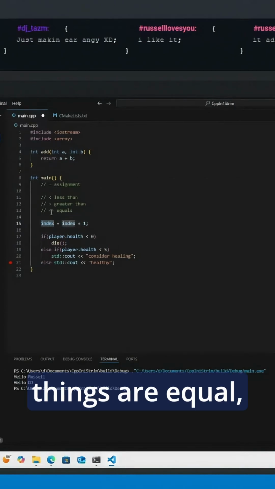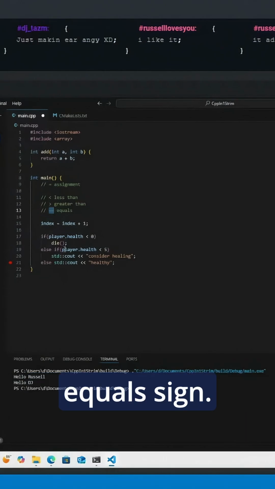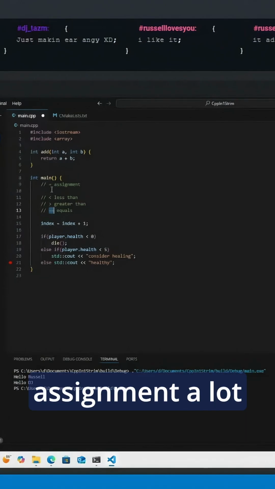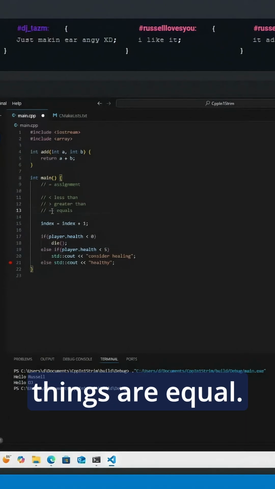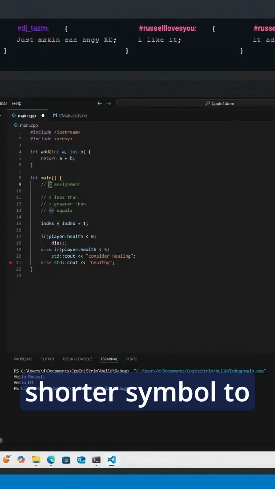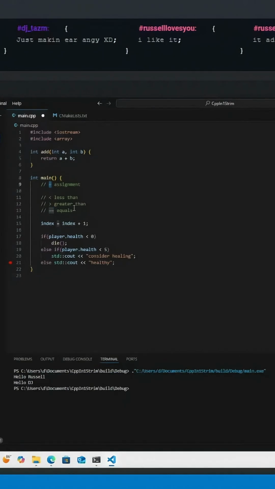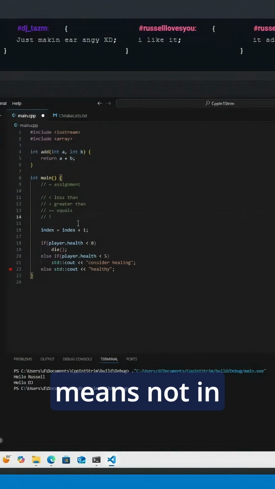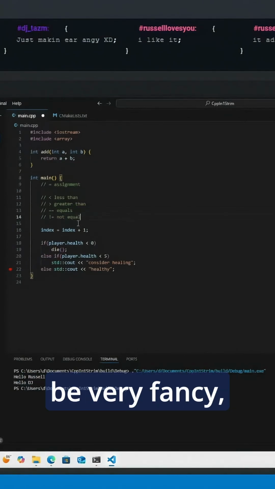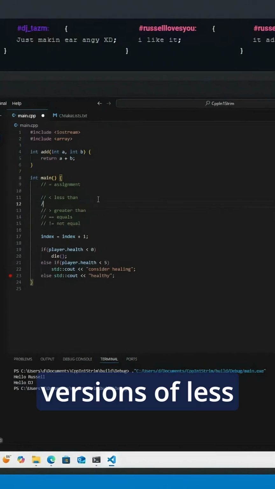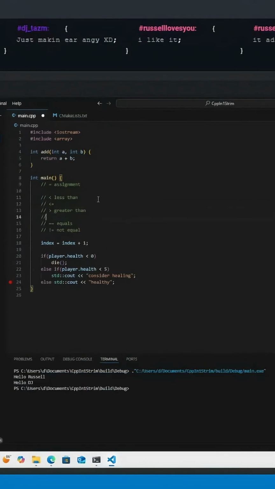If we want to check if two things are equal, we need to use an extra equal sign. Turns out we wind up using assignment a lot more than we do checking if things are equal. So we gave the shorter symbol to the more common operation. What happens if we want to check if things aren't equal? Well, the exclamation point means not in computer science, so not equal. And if we want to be very fancy, there are versions of less than or equal and greater than or equal.